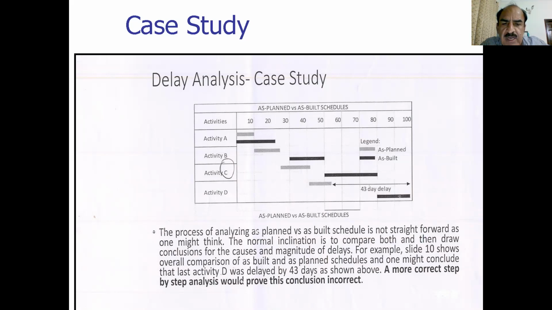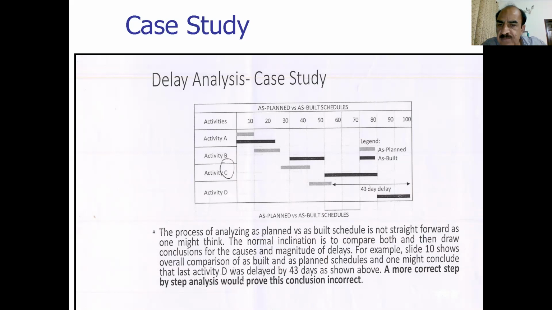So this process of analyzing a planned versus as-built schedule is not as straightforward as one might think. The normal inclination is to compare both and then draw conclusions for the cause and magnitude of delay. For example, this slide shows the overall comparison of as-built and as-planned schedule, and one might conclude that the last activity was delayed by 43 days. As shown above, a more correct step-by-step analysis would prove this conclusion incorrect.